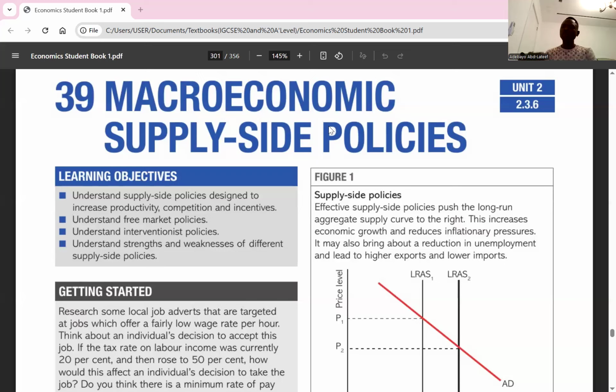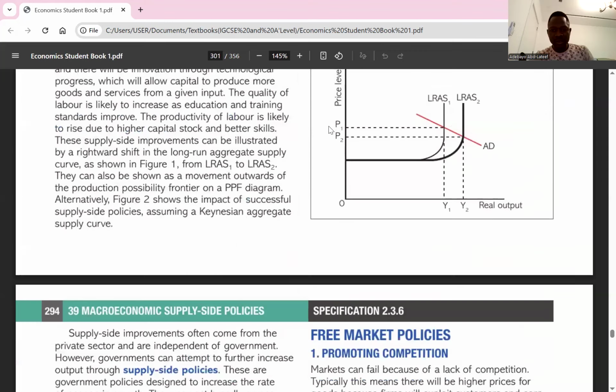So supply side improvement comes through the free market. And when it comes to supply side policies, they are instruments that are designed to increase the economic growth or to increase the economic performance of a country. Whatever the case may be, in as much as it's supply side, it increases output and productivity. I think the point is clear. So we have two types of supply side policies here. We have the market-based and the interventionist. Are you with me, please? Yes. Okay.